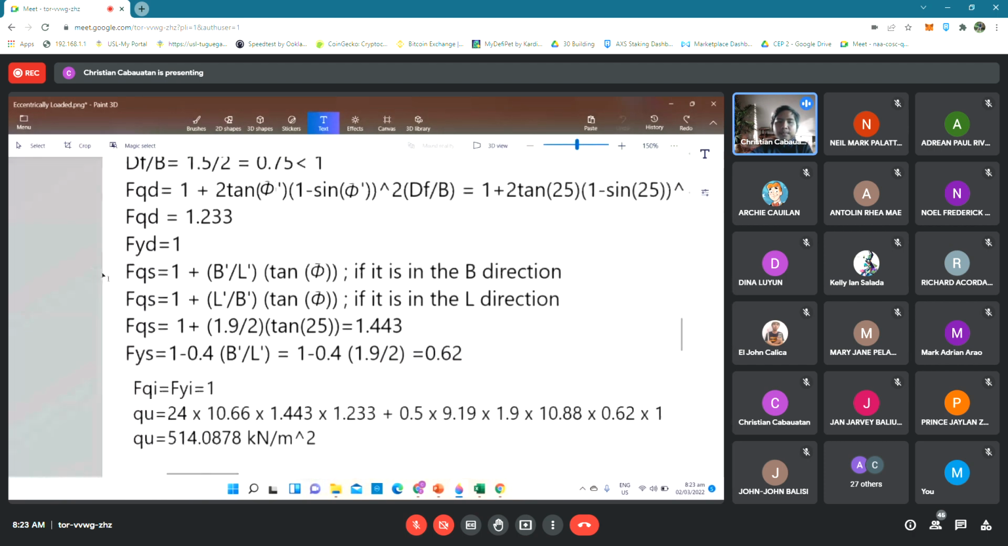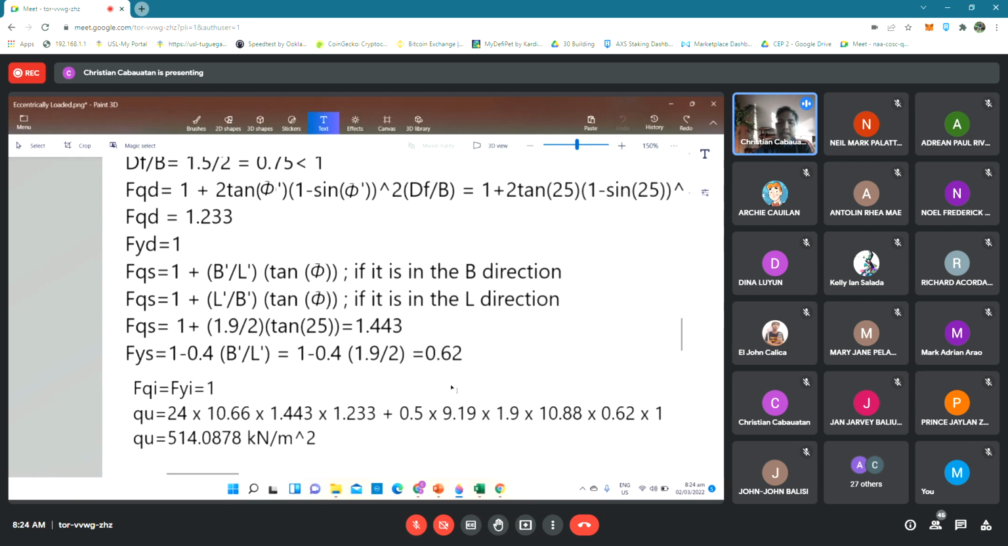Lagi yung tandaan na kapag sa B direction siya, yung nasa numerator, it is B prime. Kapag L direction, the numerator would be L prime. Okay. Therefore, Fqs is equal to 1.443. And F gamma s is equal to 1 minus 0.4. Okay, I have said, kapag B direction, B prime yung nasa taas. Kapag L direction, L prime yung nasa taas sa kanyang numerator. Therefore, 1 minus 0.4 times the quantity 1.9 divided by 2, and then we can get 0.2.